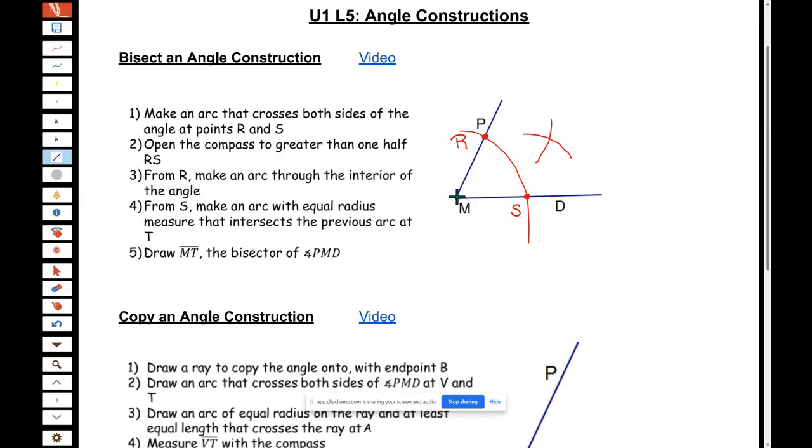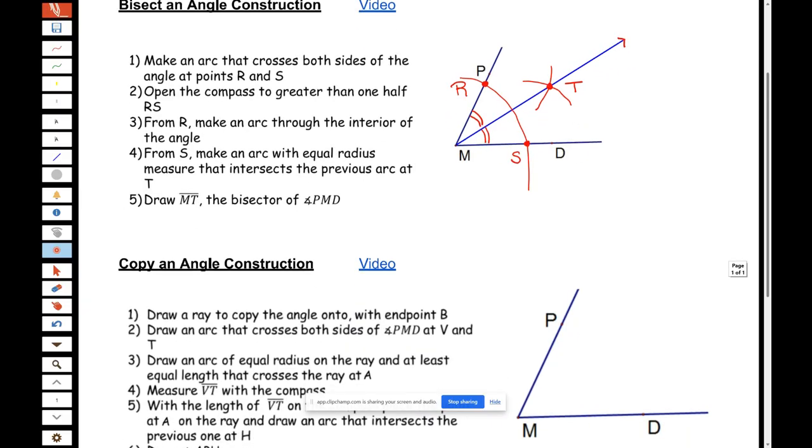All we have to do now is draw the ray going through those intersections. And this is a bisector of angle PMD, the original angle we were given. It says we're going to name it MT. So MT bisects. And you could divide an angle into fourths by doing it again, or into eighths, or whatever. So that's how you bisect an angle: an arc that crosses both sides of the angle, and then from each one, make an arc that intersects inside the angle, and your ray going through there is your angle bisector.